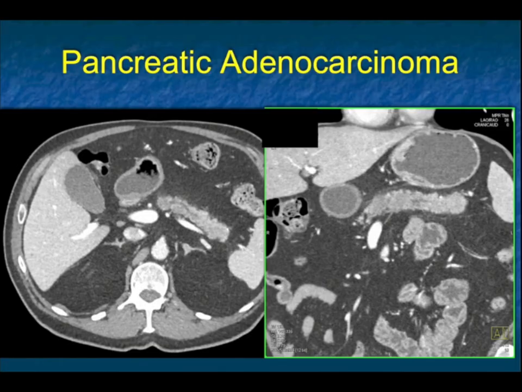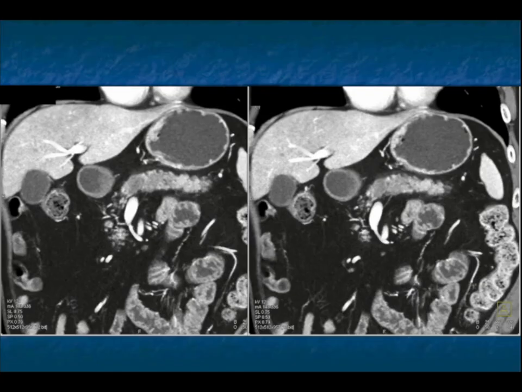Another case. Here's an example of a dilated pancreatic duct, and in the body of the pancreas, it's a hypodense mass. There's minimal stranding, but don't confuse this with pancreatitis. This is an obvious tumor. You see the textural change. You see the duct cutoff.